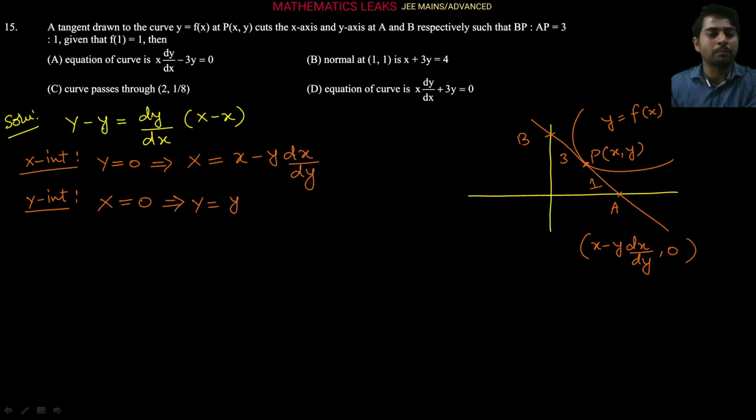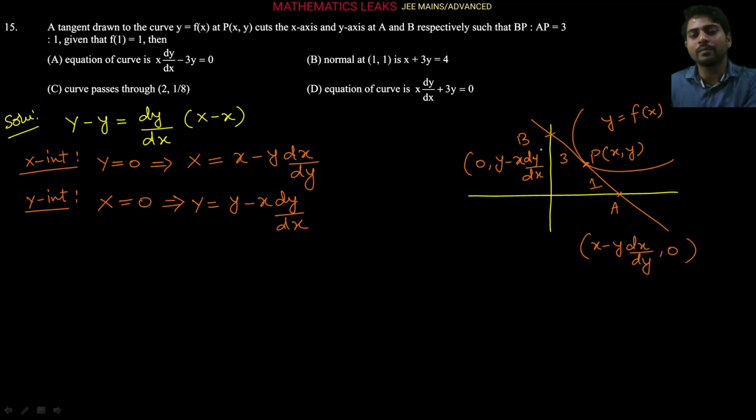and here dy by dx into minus of x, so we can write down minus of x dy over dx, right? So this is the y coordinate of B point, so we can write the B point coordinate in ordered pair as 0 comma y minus x dy over dx. So these are the coordinates of A and B.